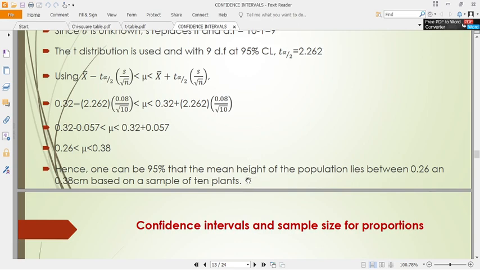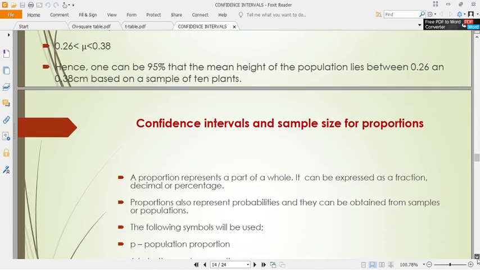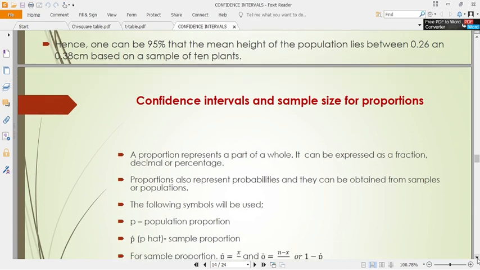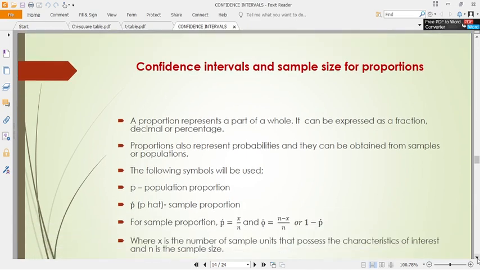So that is it with confidence interval when n is greater or equal to 30 and when n is less than 30. When n is greater than 30, we use the z alpha over 2 value, and when n is less than 30, we use the t distribution. Please take note of that. Now let's look at confidence intervals and sample size for proportion. We all know proportion just represents a part of a whole.